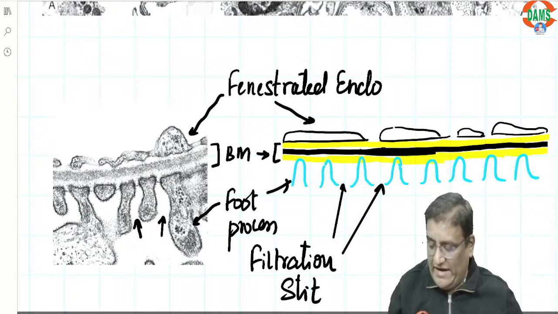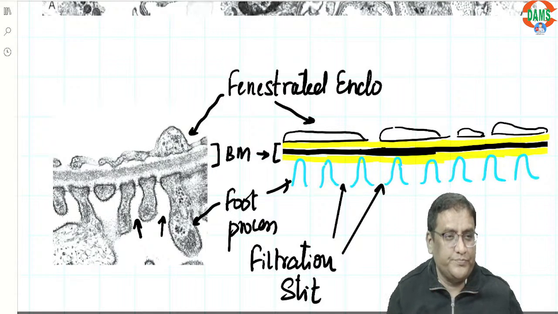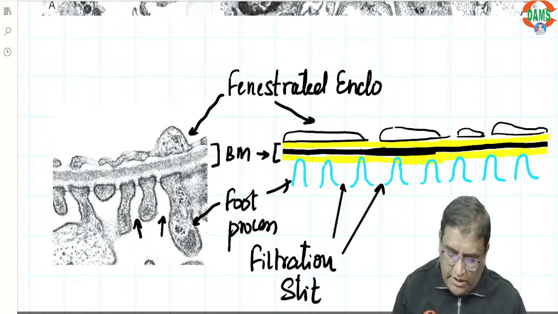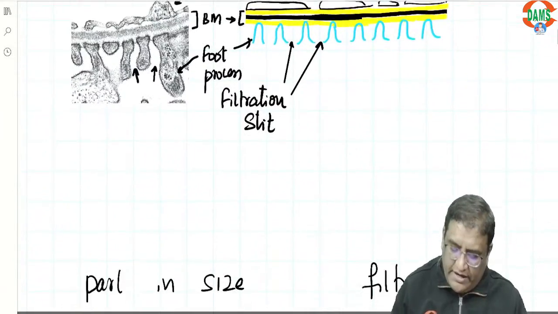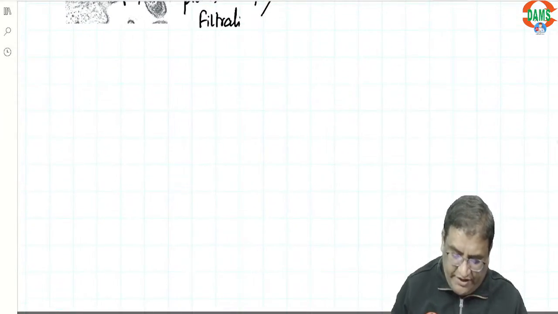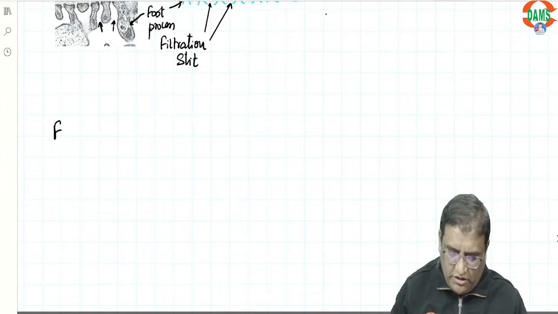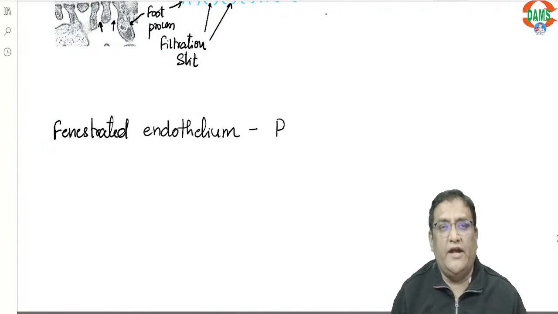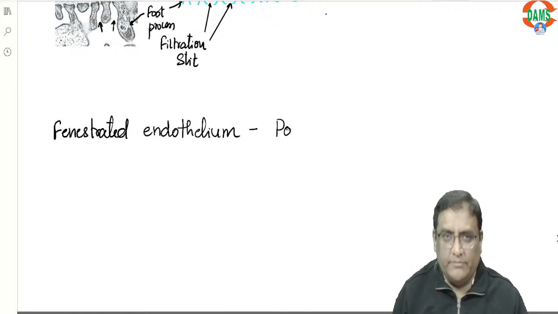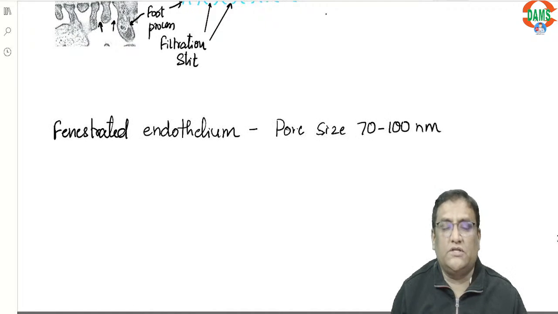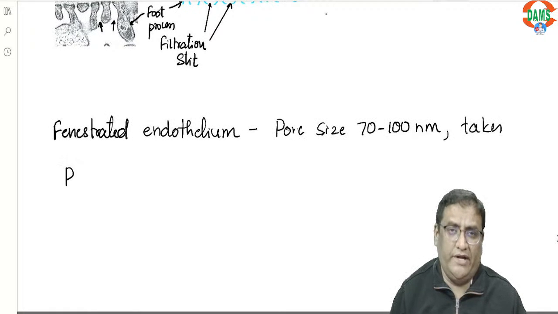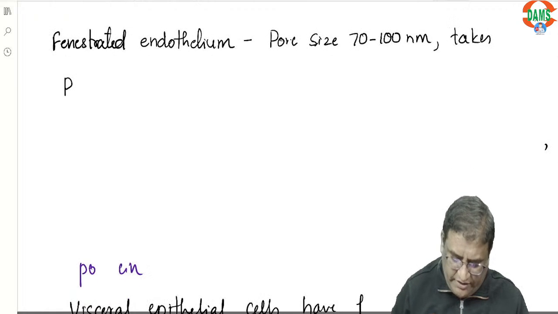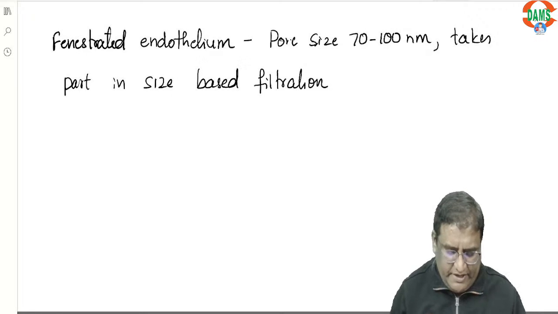Okay, this is the anatomy that I was talking about. This is the anatomy of your filtration slit, or the filtration slit barrier. Now let us talk about our filtration barrier. Now what is happening with the filtration? Let us talk a little bit more of physiology now. Physiologically important is the fenestrated endothelium that is there. This fenestrated endothelium will have pores. Size is roughly 70 to 100 nanometers. Size is not important for me now, it is just a fact.